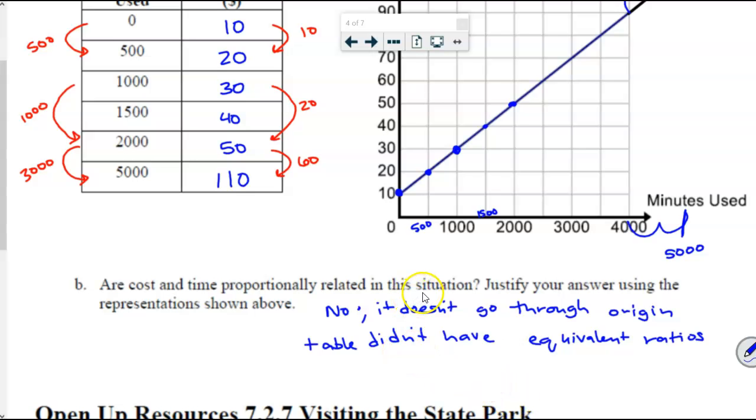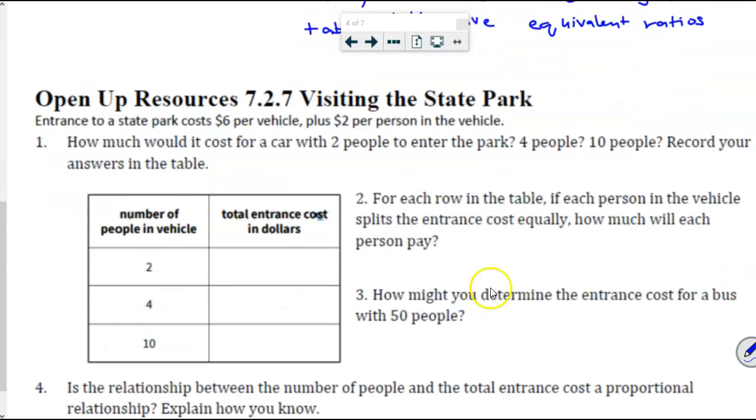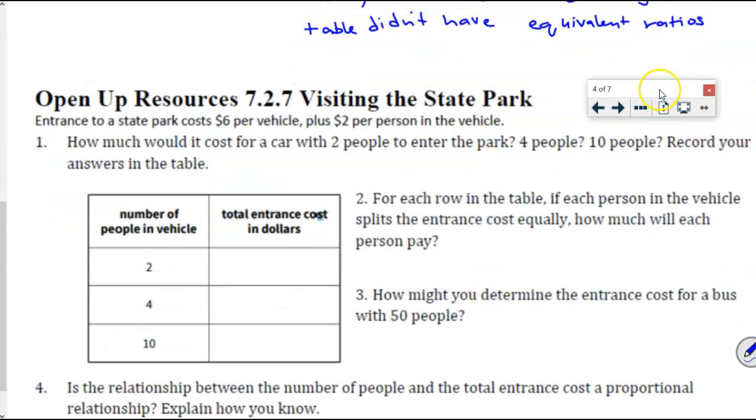Great, and now we're on to the Open Up Resources part of this lesson, Open Up Resources 7.2.7. So that would be Unit 2, Lesson 7 from Open Up Resources. Entrance to a state park costs $6 per vehicle plus $2 per person while in the vehicle. So with that in mind, how much would it cost for a car with 2 people to enter the park, 4 people, or 10 people? We can answer those questions just by filling out the table here. Don't jump ahead to parts 2, 3, and 4 until we have correctly filled in this table. I'm going to ask you to pause the recording, give it a try on your own, and then we'll go over it together as a class.